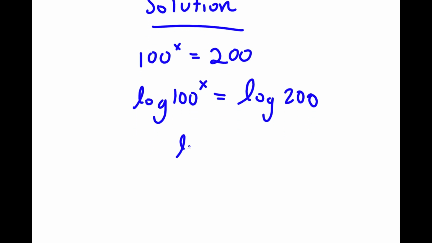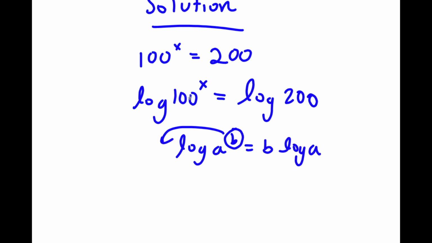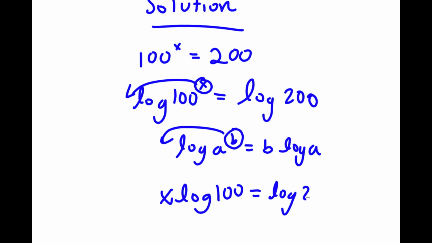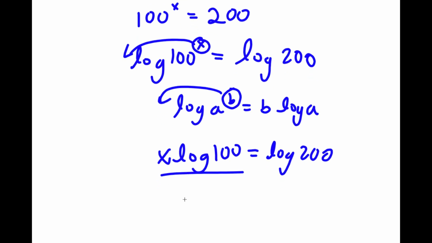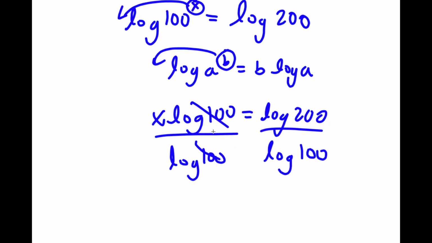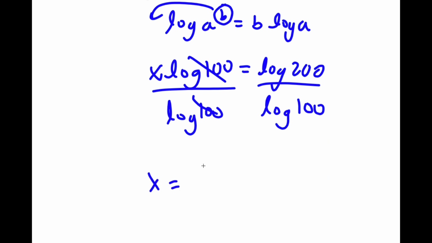Now if I have something in the form log a to the power of b, I can move this exponent of b to the front. So this can equal b times log a. So in this case, I can move x to the front. So now I have x times log 100 is equal to log 200. Now if I divide both sides by log 100, these two cancel out, and I have x is equal to log 200 over log 100.